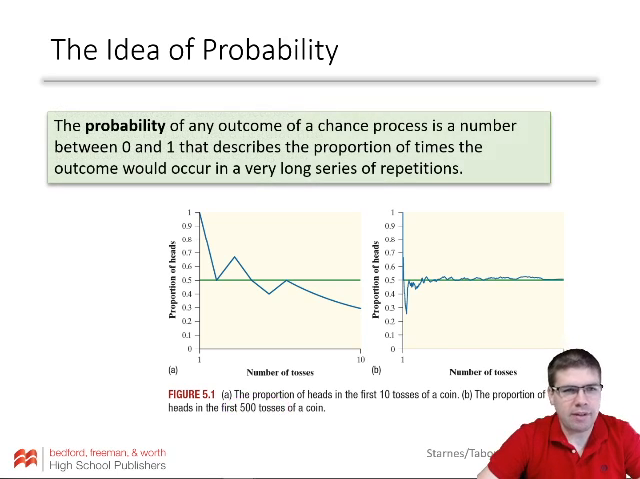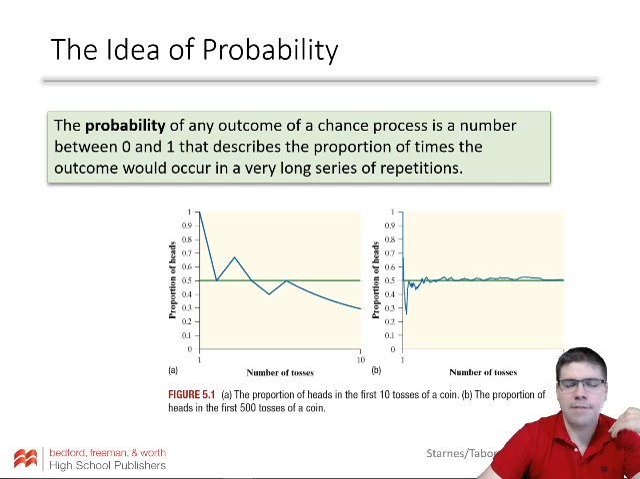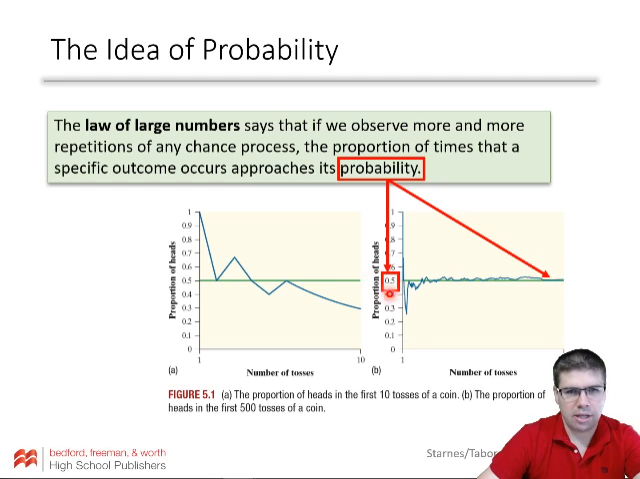So the probability of any outcome of a chance process is the number between 0 and 1 that describes the proportion of times the outcome would occur in a very long series of repetitions. All right, that's probability. In the short run, we can't really talk about it that way; what probability really represents is that long-term relative frequency. And so in this case, the probability of flipping heads on that coin is 50%. And we know that over the long run, 50% of those flips are going to be heads, the other 50% tails.